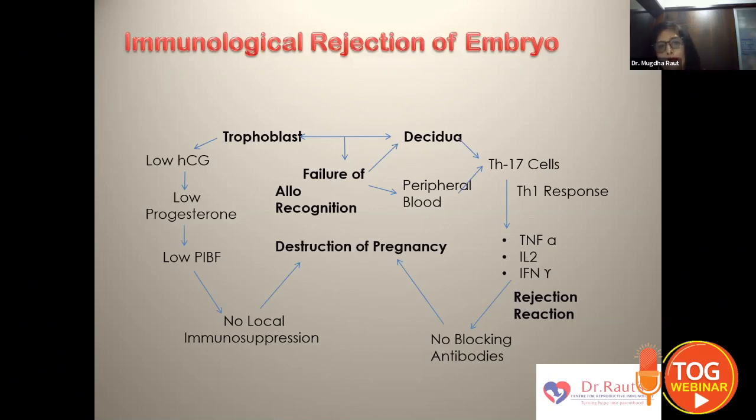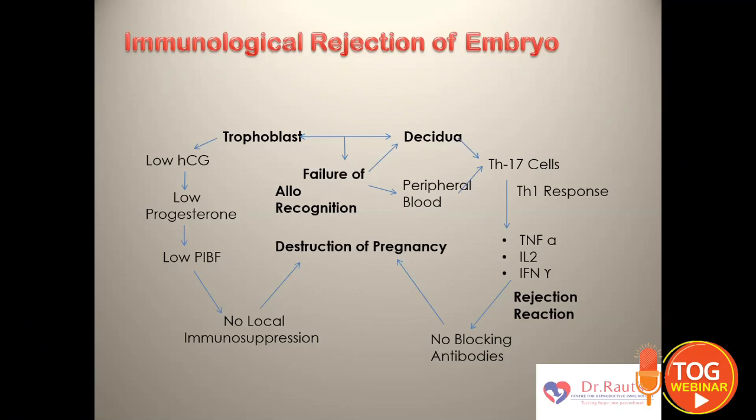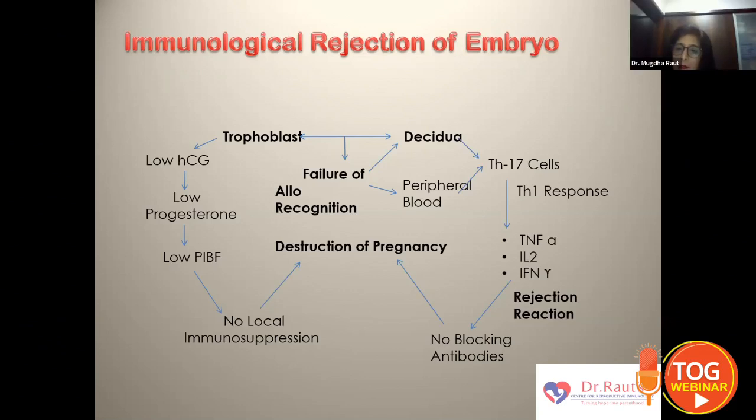And the exact reverse happens when there is going to be embryo rejection. When there is failure of allorecognition, the decidua and the peripheral blood show a decrease in Treg cells and an increase in Th17 cells, causing a Th1 response with the production of tumor necrosis factor alpha, interleukin 2, and interferon gamma, causing a rejection reaction. No blocking antibodies are produced and the pregnancy does not grow. On the other hand, the trophoblast produces low beta HCG, that is low progesterone, and low PIBF, so there is no local immunosuppression, causing destruction of the pregnancy. Next slide.